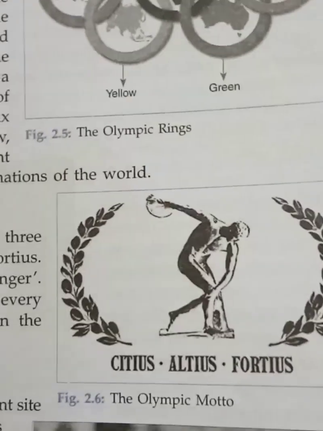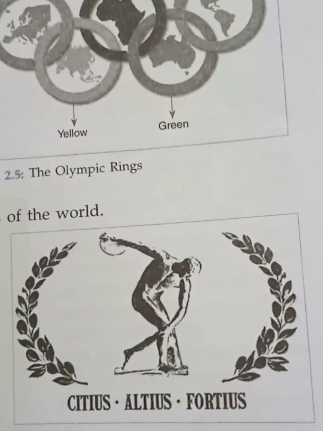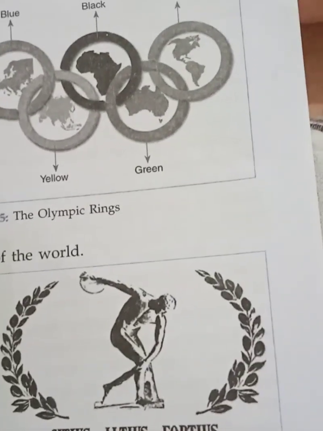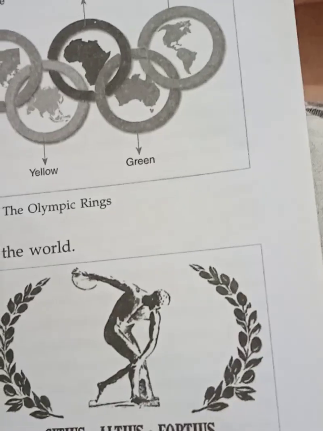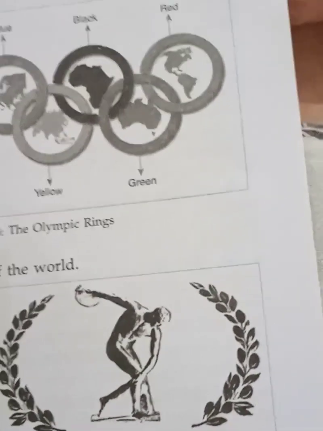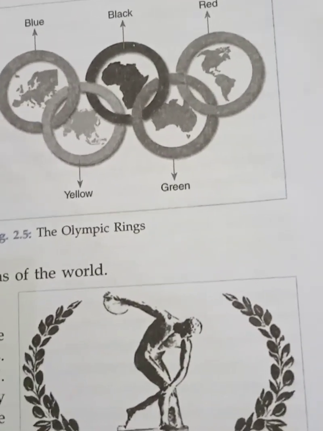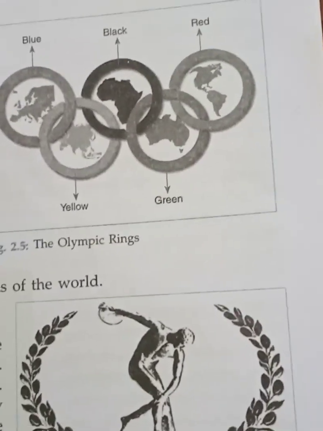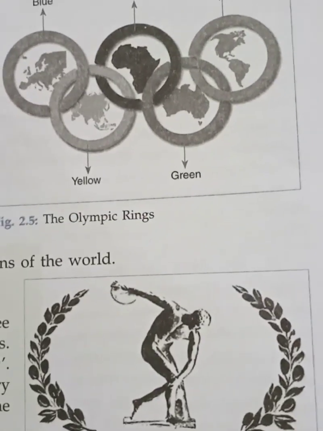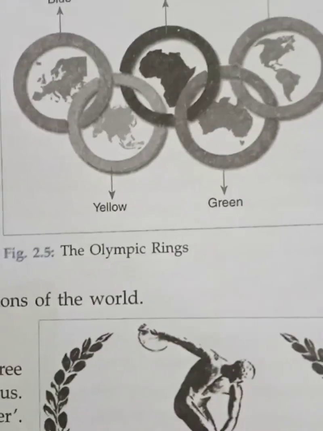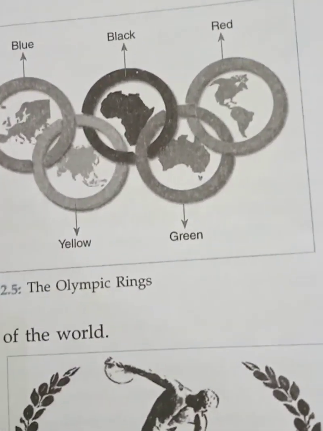Now let's see the Olympic rings, and then the Olympic motto and the symbols, the ideals, objectives, and the values of Olympism. The Olympic flag is made of white silk cloth that has no border. The Olympic symbol, five interlaced rings, is placed in the center of the flag. So this is the interlinked Olympic ring, placed in the center of the flag.